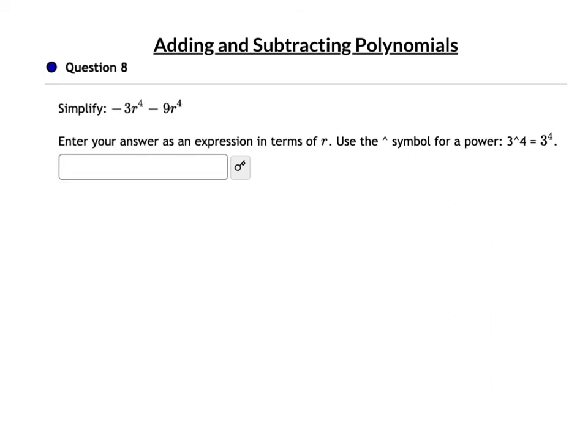Another subtraction problem. This time I'm going to have negative 3 plus negative 9, or negative 3 minus 9. Either way, it's negative 12. The powers never change when you add and subtract. Negative 12 r to the 4th.